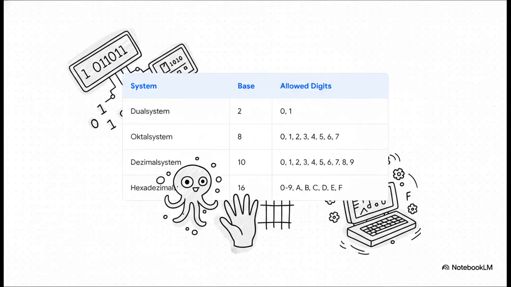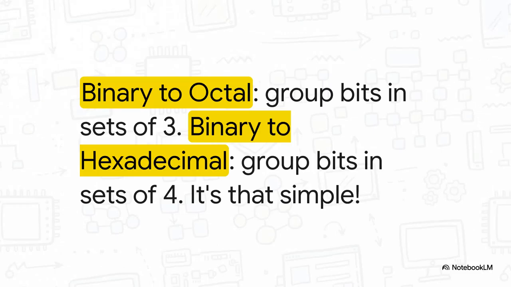So this table lays out the main players in the game. You've got binary, our base 2 system. There's our old friend decimal, base 10. And then you see the two shorthands. Octal, which is base 8, and hexadecimal, which is base 16. And you might notice something funny with hexadecimal. It ran out of numbers. So it does something brilliant. It just borrows the letters A through F to represent the values 10 through 15. Pretty clever, right? And here's the really cool part.